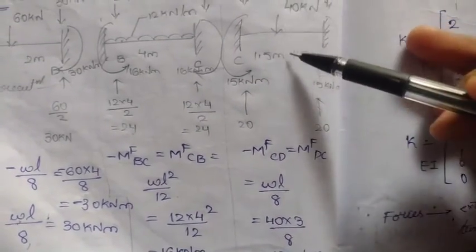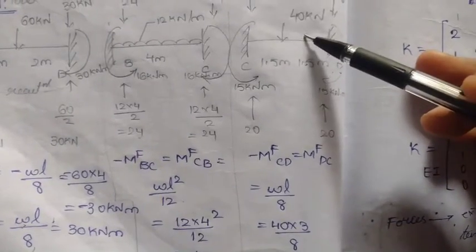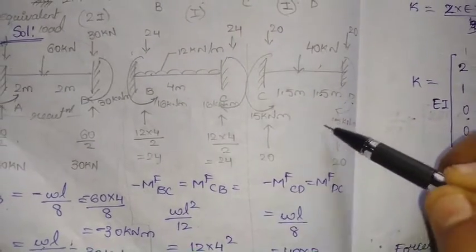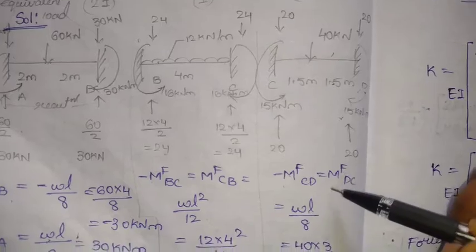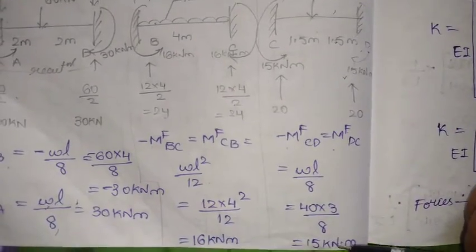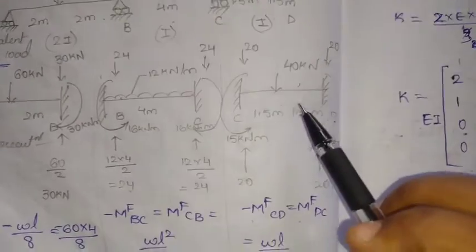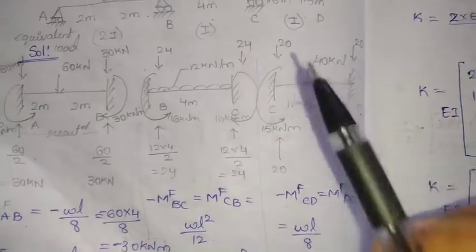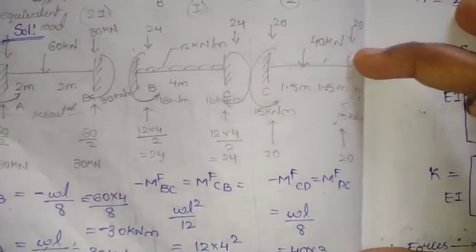Next, taking the span CD, CD is negative and DC is positive. As it is carrying a central point load, we simply get the moment as WL by 8. These are the fixed end moments. The first step is the calculation of the fixed end moments.